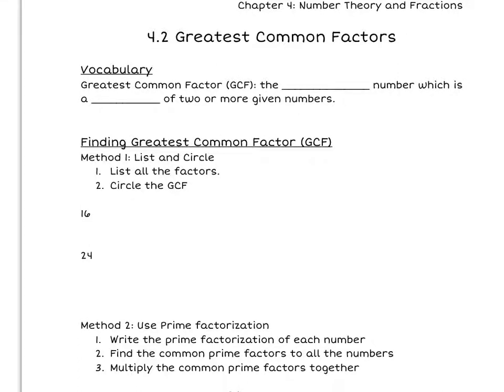All right. Section 2 is greatest common factor. We just have one vocabulary here. It is what is the greatest common factor, and sometimes that's called GCF. So I've abbreviated it there in parentheses. So if you see GCF, that means greatest common factor.